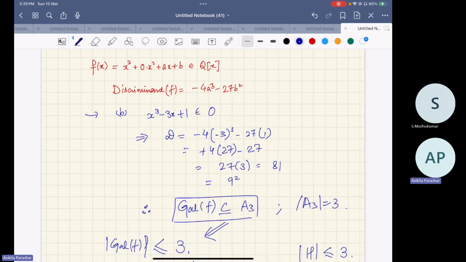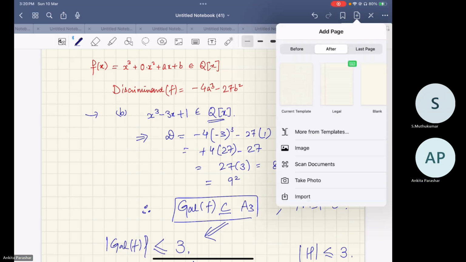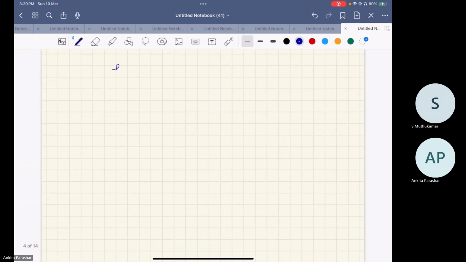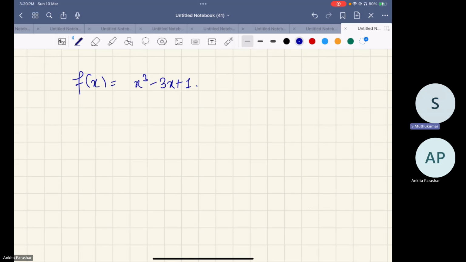Since we are working with a polynomial over Q, how many tests do you know to check whether a polynomial is irreducible? Eisenstein criterion. Can you apply that? It cannot be applied here. If we replace x by x plus 1... Okay, let's replace x by x plus 1 then. Or we can use the rational root test.